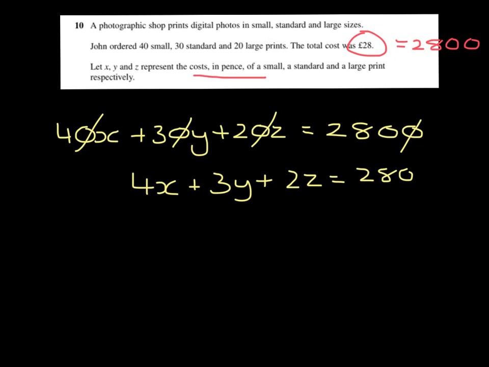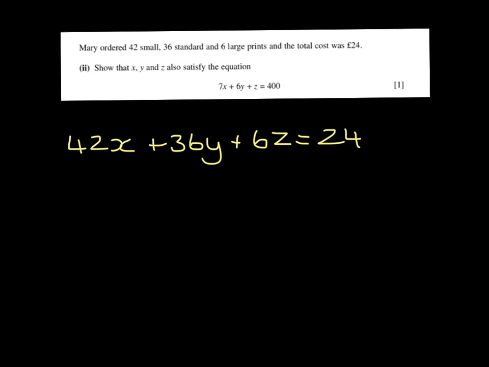as requested. In part 2, we now have Mary, 42 small, 36 standard and 6 large. Again, converting the 24 into pence, I have 2,400. Dividing every term by 6, we get 7x plus 6y plus z equals 400.